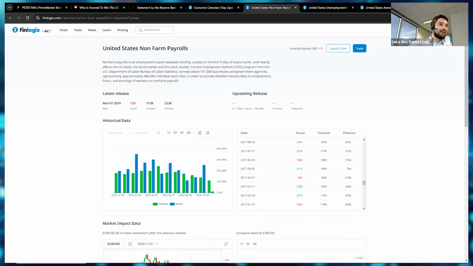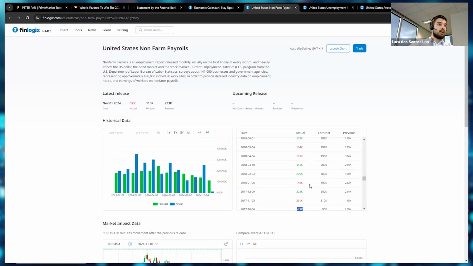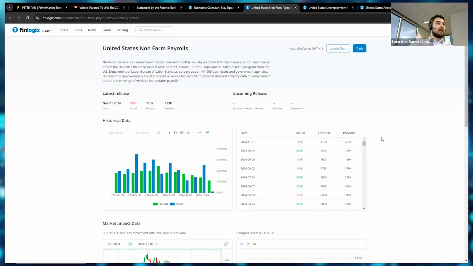Of course, I'm not talking about negative. I'm talking about still positive, but lower than what was expected. Really, really interesting. I think that's the lowest number I've seen here. I don't want to go all the way down, but it's 20K, and it was expected 180,000. Last Friday, we had 12,000 new additions of jobs from a forecast of 113,000 and the previous of 223,000. So it's pretty much 111,000 below the forecast.